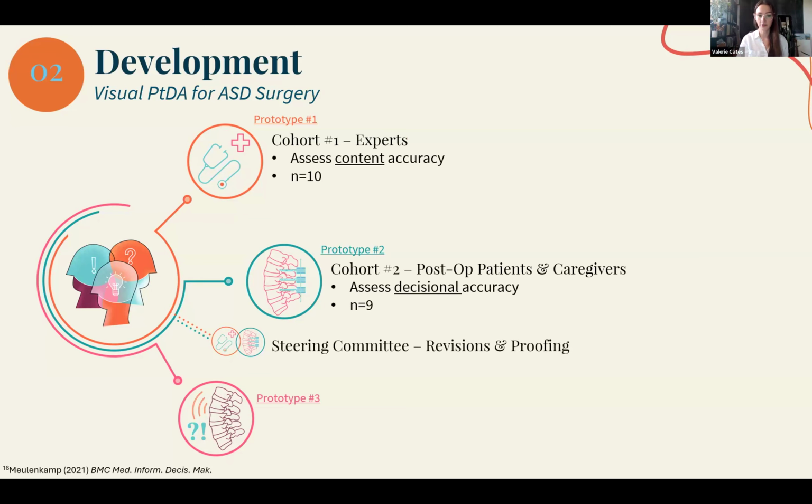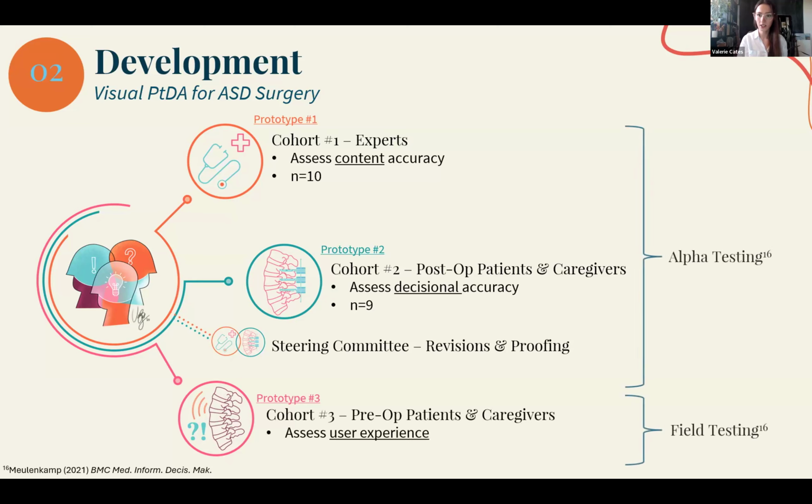Right now, we're in the midst of forming a steering committee. So inviting those interested past participants back and starting to integrate them more, allowing us to revise and make sure everything is good to go before we design a third prototype that will be evaluated by preoperative patients and caregivers, really to assess that user experience side.